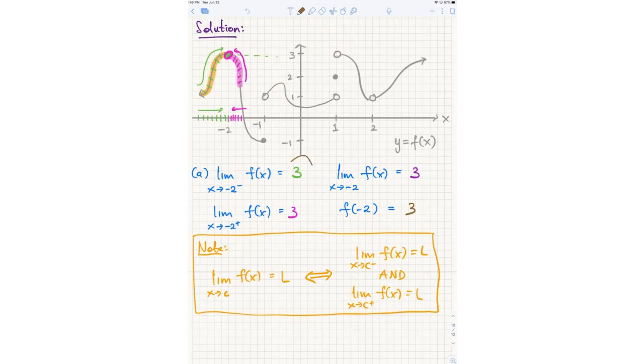So because all 4 of these numbers are the same, we said that the function is continuous at x equals -2. But we will learn that, I believe, in next Tuesday's lecture. Or Wednesday, actually, next Wednesday.